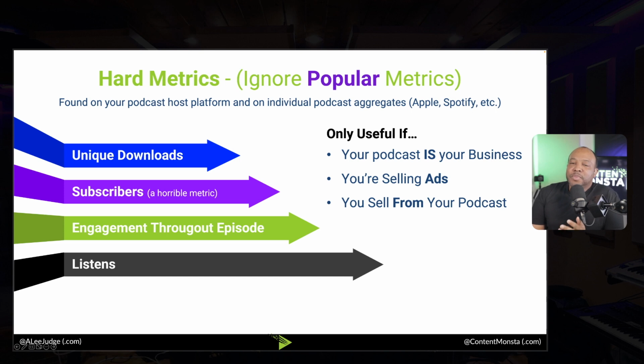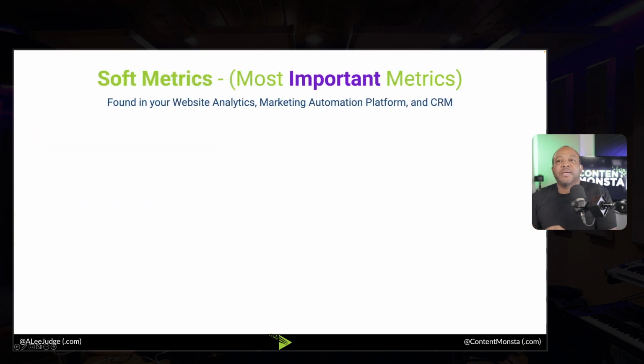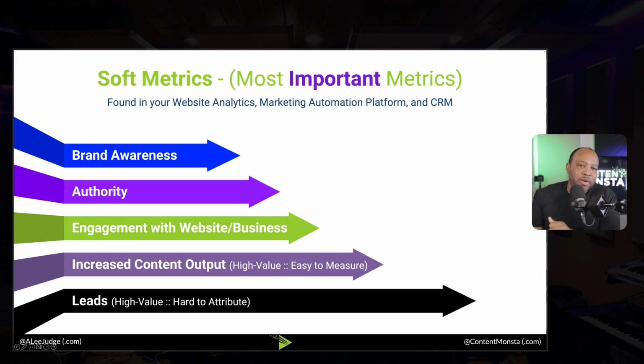However, there are some soft metrics that are more important, and the most important ones in this case don't come from those places. They come from your website analytics, your marketing automation platform, and your CRM. And these are those items: brand awareness, authority, engagement with your website and your business, and increased content output. Are you creating more content now, more quality content, not just any content, because of your podcast? And are you generating leads? This is a very high value metric. It's hard to attribute, admittedly, but it's a very high one.